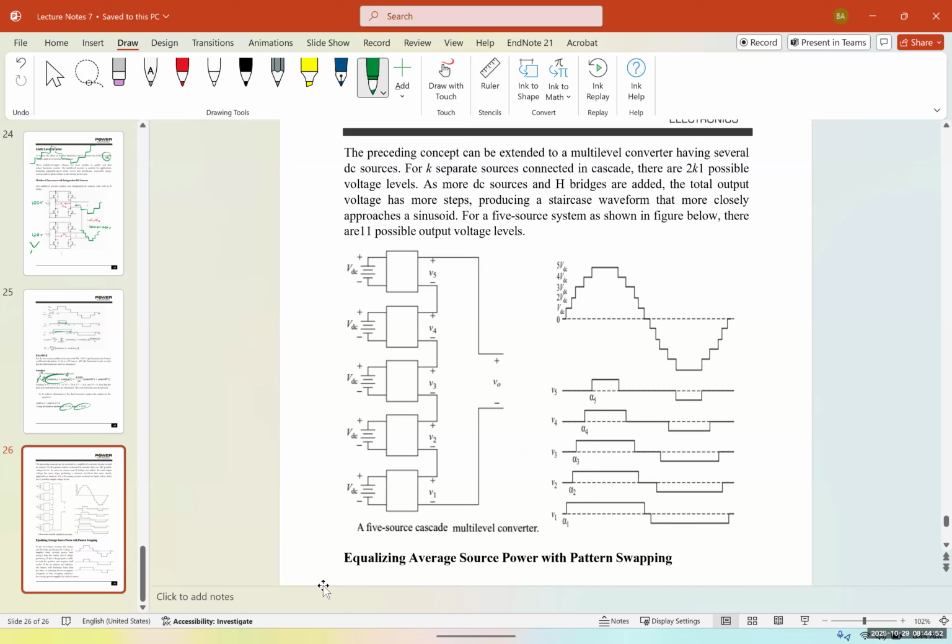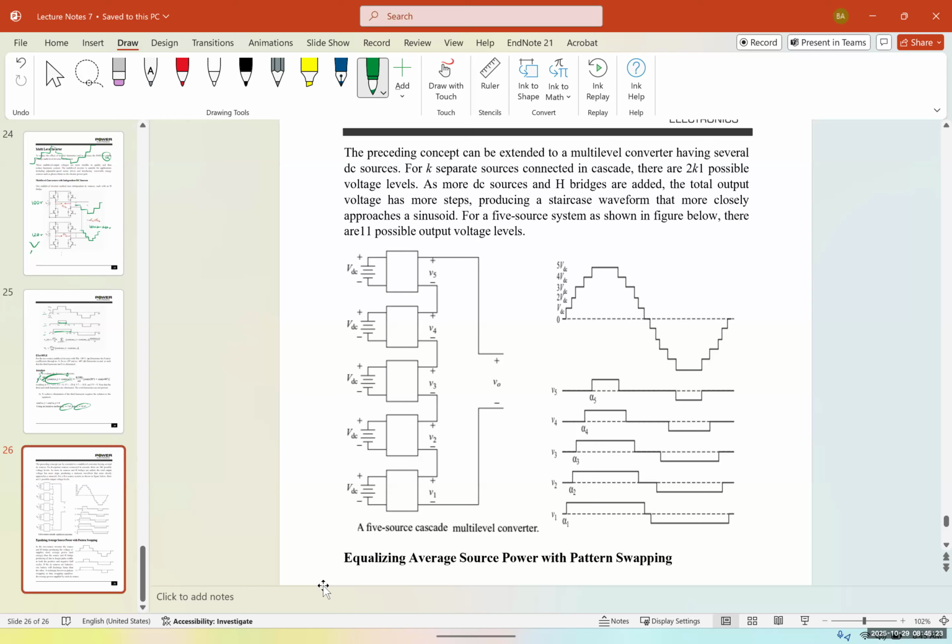Now, the preceding concept can be extended to a multi-level converter having several DC sources. For example, here we have 5 DC sources. Therefore, we can have 5 different levels of voltages, positive and negative, so 10 in total. For K separate sources connected in cascade, there are 2K possible voltage levels.